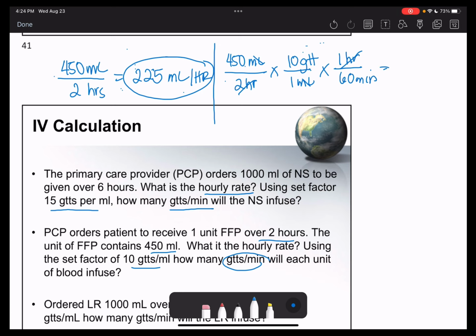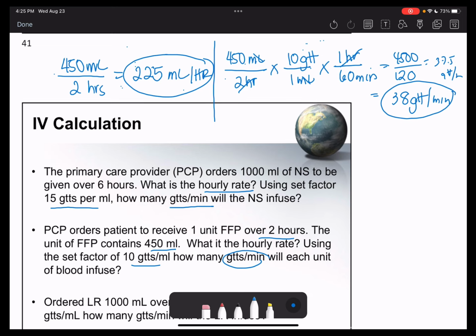And then multiply across. 450 times 10, 4,500 over 2 times 60, right? Then it's 120. 4,500 divided by 120, that would be 37.5 drops per minute, right? But again, this needs to be in whole number, and so we have to round up. So this is actually 38 drops per minute. All right.